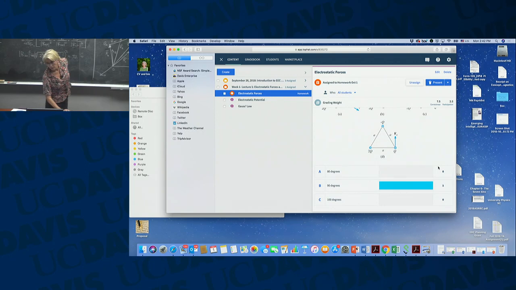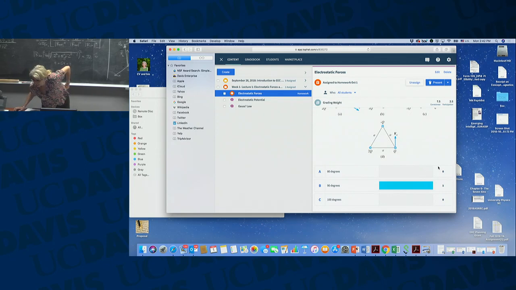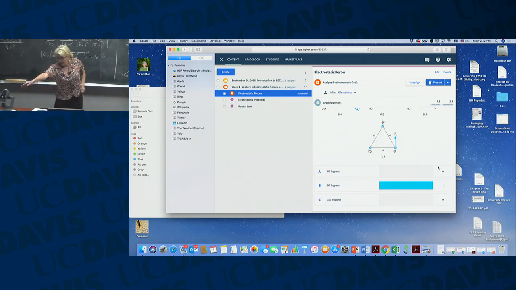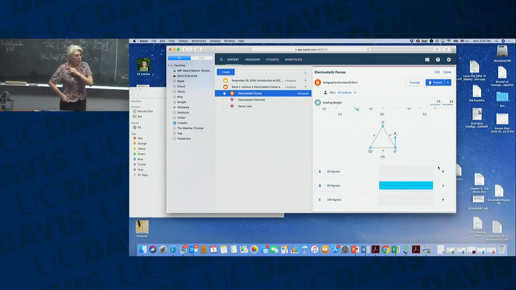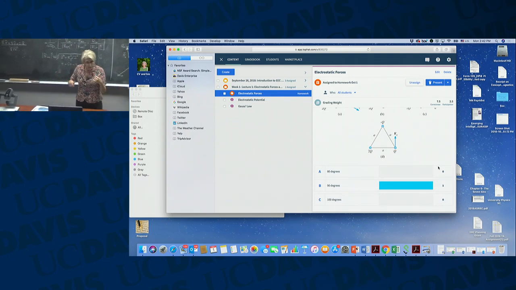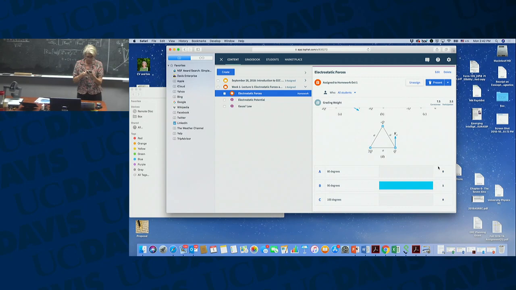Work with your team. Yes, of course. That's why you are in teams. So work with your team, but enter it separately. And I will tell you when to be ready to stop working.